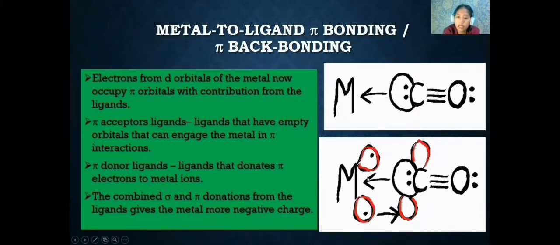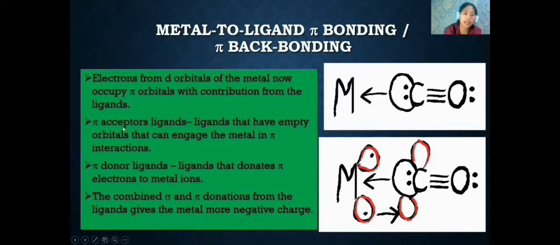And then this metal also has filled orbitals, and this carbon ligand here has unfilled orbitals. So the electrons in the metal will transfer, or donate back, to the carbon ligand to fill these empty orbitals of our carbon ligand.